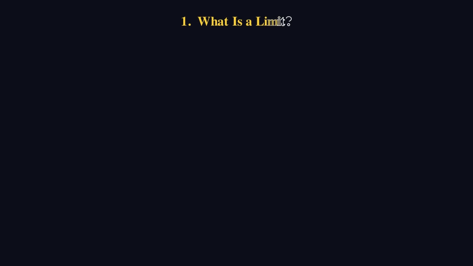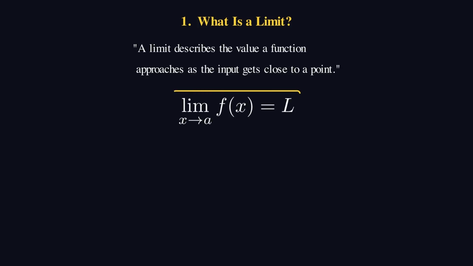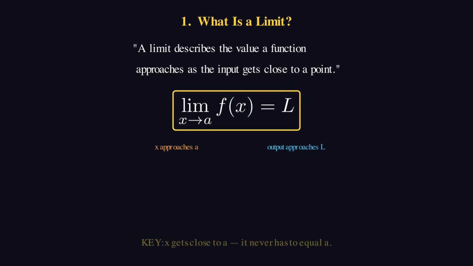A limit describes the value a function approaches as the input gets close to a specific point. The notation is the limit as x approaches a of f of x equals L. x never has to equal a. It only has to get close. Write that down. It clears up most of the confusion about limits.